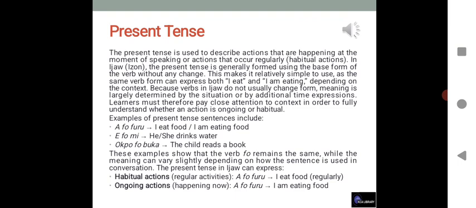For this reason, learners must pay close attention to situational clues in order to correctly interpret whether an action is ongoing or habitual. Examples of present tense sentences include: Efo Fura, eat food / I am eating food. Efo Mihi, she drinks water. Okpo Efo Buka, the child reads a book. These examples show that the verb efo remains unchanged, while the intended meaning depends on how the sentence is used in conversation. The present tense in Ijaw can therefore express habitual actions, regular activities: Efo Fura, eat food regularly. Ongoing actions, happening now: Efo Fura, I am eating food.